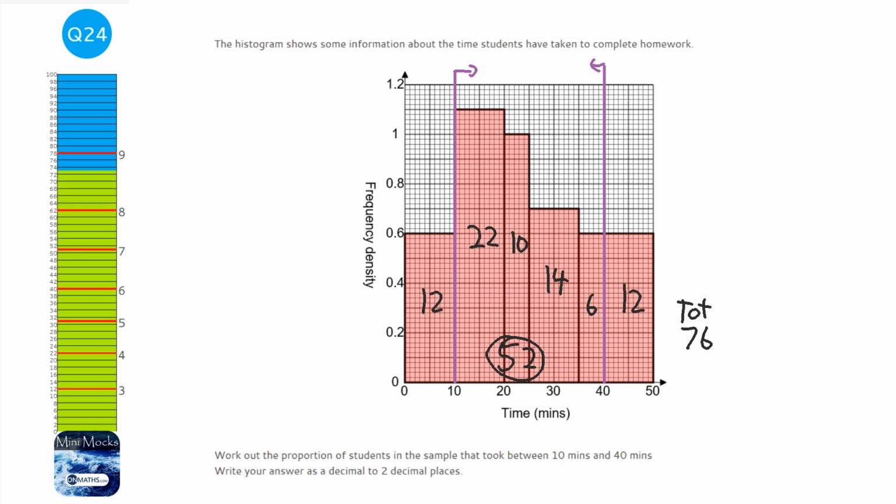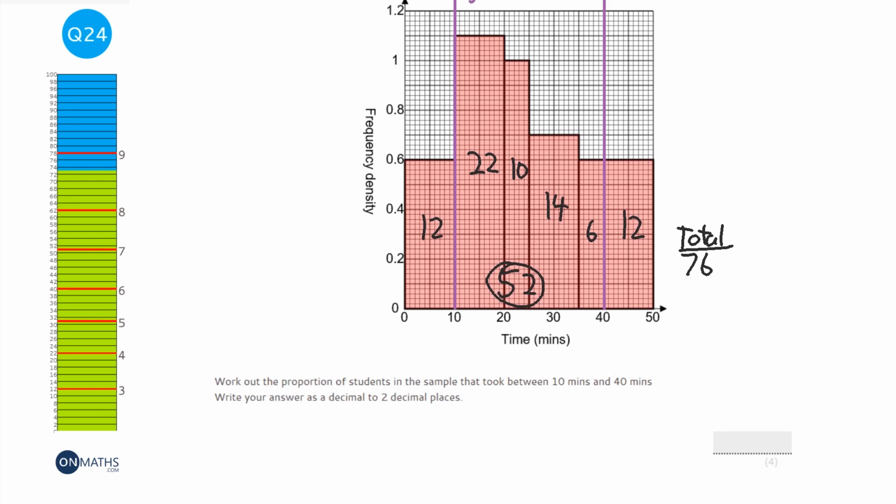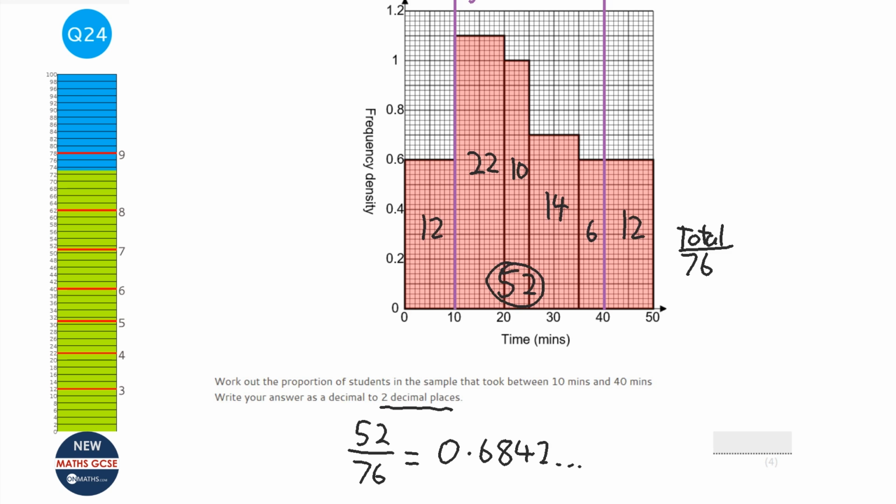So the total is 76. It says it wants it to 2 decimal places, so it doesn't want it as a fraction, because as a fraction it's 52 over 76. So 52 divided by 76 is going to be 0.6842 and so on. So that's going to be 0.68 to 2 decimal places.